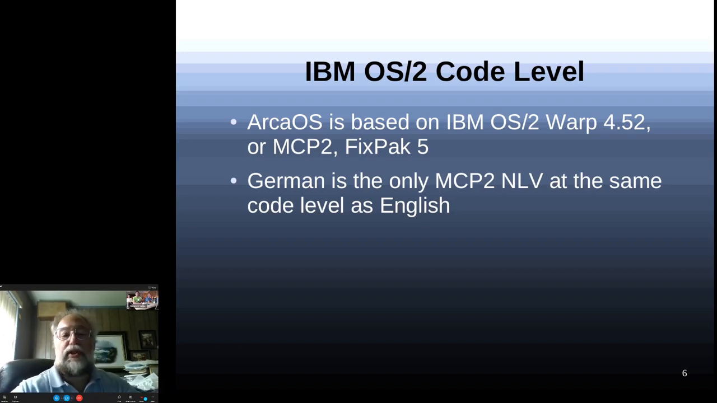Of all of the versions of OS2 that were released with Warp 4, by the time we got to the convenience packages, IBM was already thinning the herd. And German is the only language that was kept on par with English up through FixPack 5. So all other languages left off somewhere before that. That's important to note also. And again, I'll explain this in more detail as we go forward. Next slide, please.